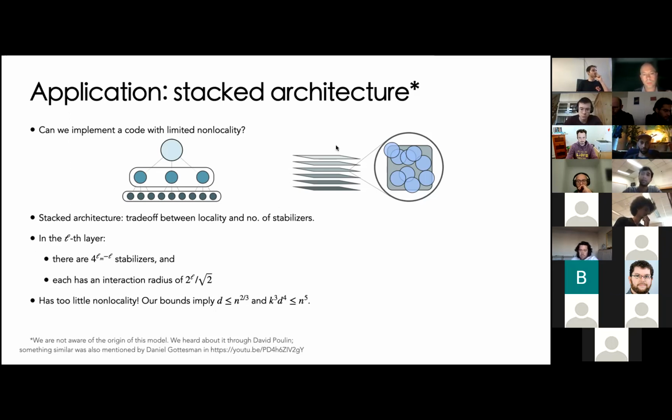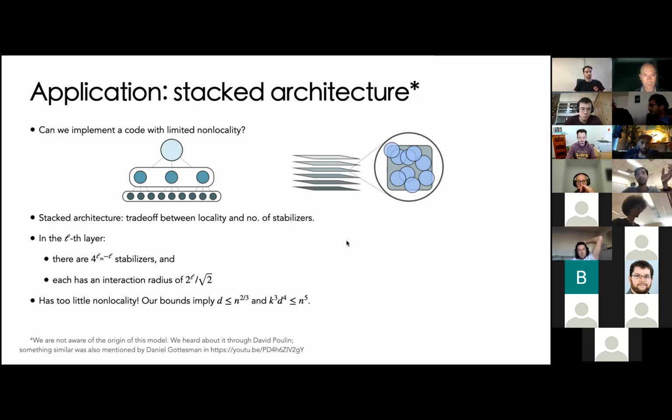So for example, these codes by Panteleev and Kalachev that were discovered late last year cannot be implemented using a stack because they violate the distance bound. On the other hand, these bounds do not prevent you from implementing, say, a hypergraph product code using a stack, but there may be tighter bounds that do prevent you from doing so. Okay, but we are not aware of such bounds.